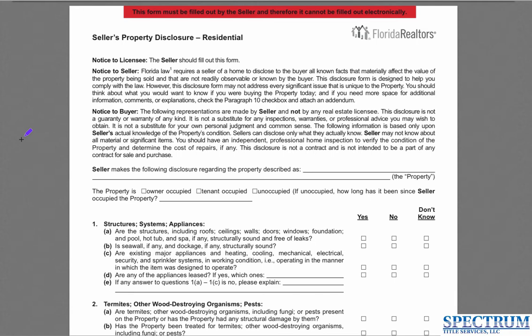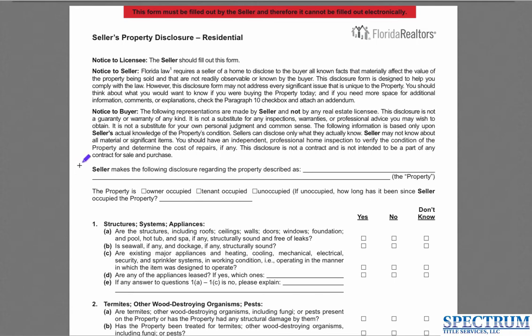These banks, they don't know anything about the condition of these properties. They're being sold as is. It's up to the buyer to do their inspections. You should have an independent professional home inspection to verify the condition of the property and determine the cost of repairs, if any. This disclosure is not a contract and it's not intended to be part of any contract for sale and purchase. So this is not an addendum. This is not a rider to the contract. This is simply a disclosure form.